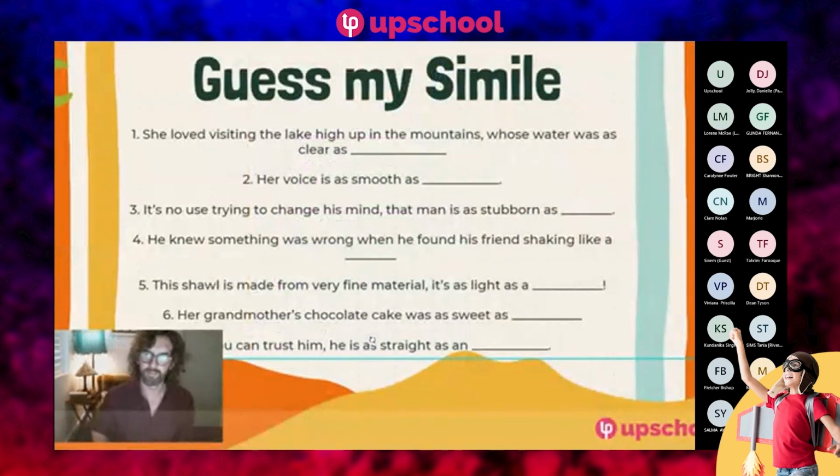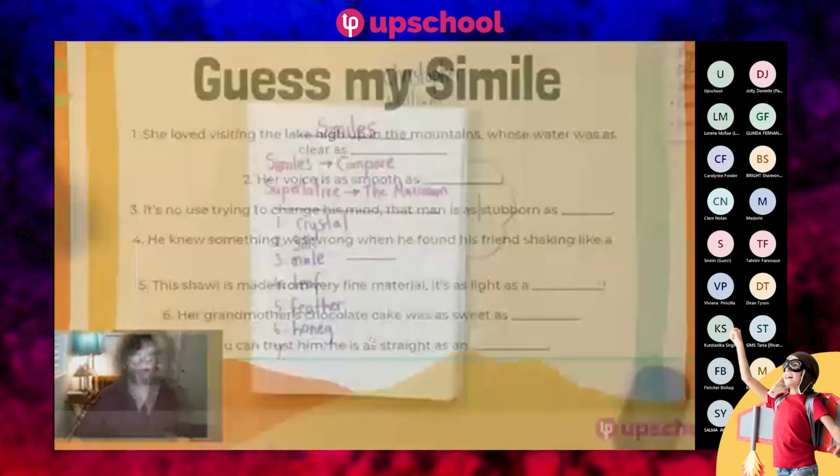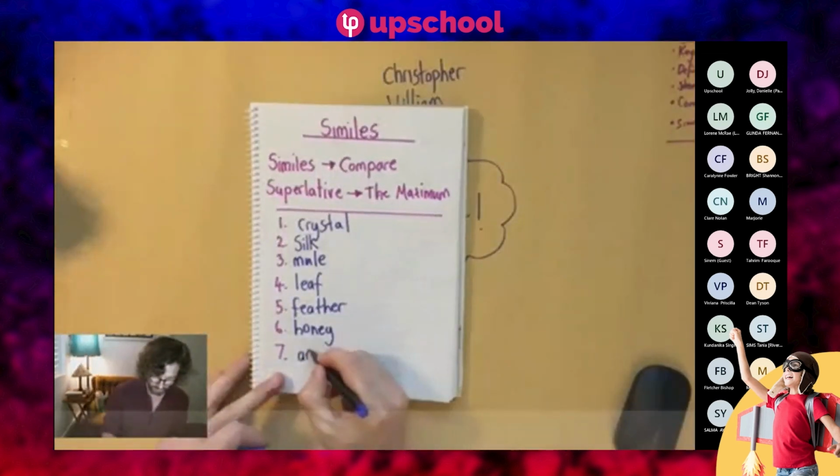Number 7. You can trust him. He's as straight as an. Ooh, what is really, really straight? It has to be straight. If it's not straight, it doesn't work. He's as straight as an arrow.